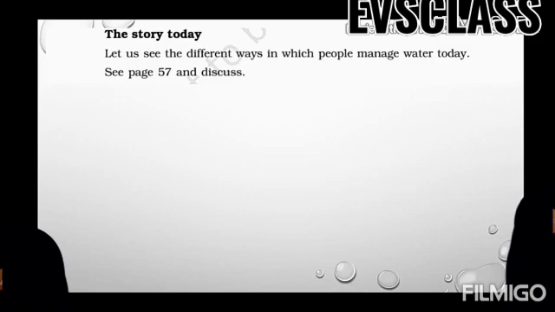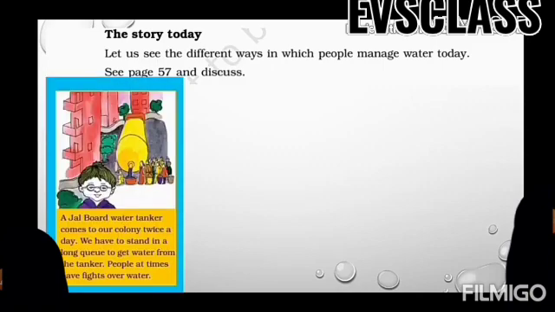Let us see the different ways in which people manage water today. Page number 57. Everybody open, please, and look at the Jal Board water tanker. A Jal Board water tanker comes to our colony twice a day. Okay, students, listen very carefully. A Jal Board water tanker comes to our colony twice a day.